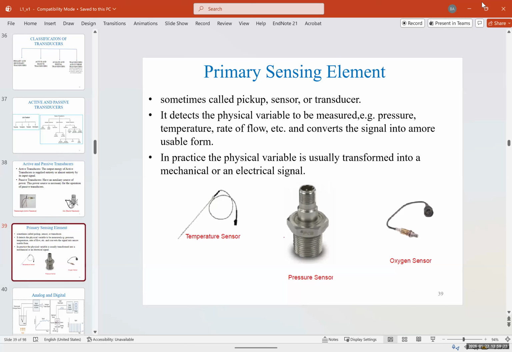So another category is primary sensing elements. These are called sometimes the pickup sensor or transducer. It detects the physical variable to be measured, for example, pressure, temperature, rate of flow, etc., and converts the signal into a more usable form. In practice, the physical variable is usually transformed into a mechanical or an electrical signal.